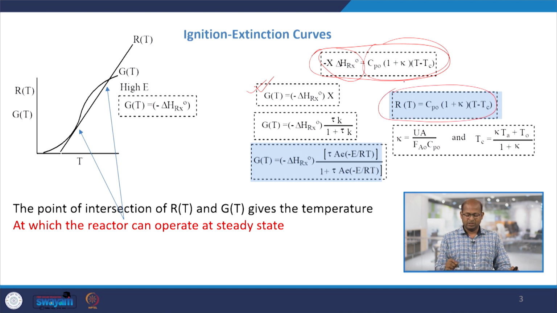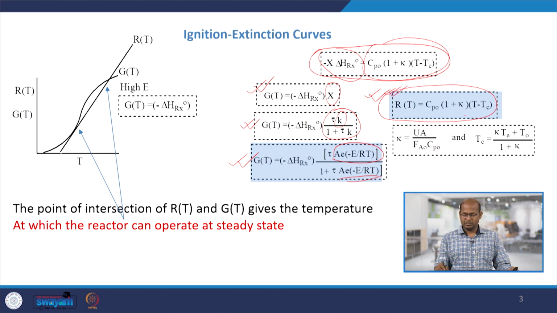So here we can write it in two ways, and the conversion we can also write as tau k by 1 plus tau k. The heat generation term for a particular reaction operated in a reactor we can write this way. Also, if we know the Arrhenius equation, the reaction rate constant can be split up as the pre-exponential factor times exponential of minus E by RT, with the activation energy and temperature. We can express the heat generation this way for any reaction, and this is the heat removal term.